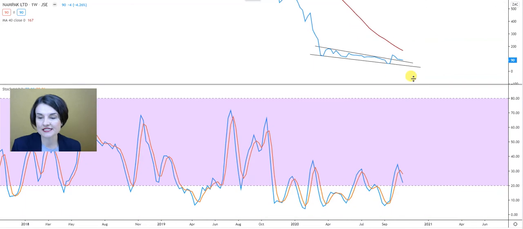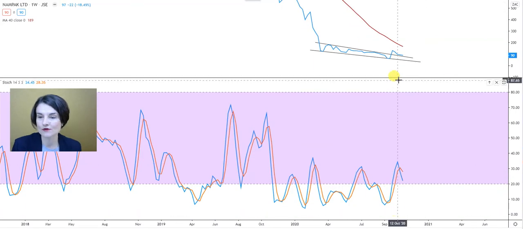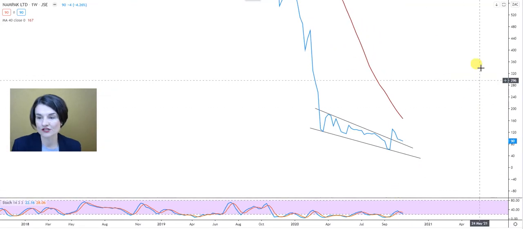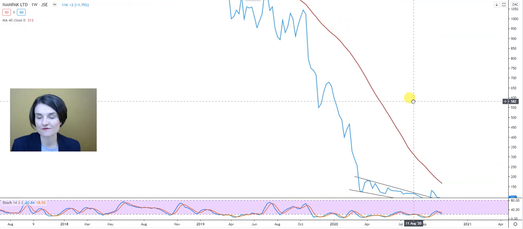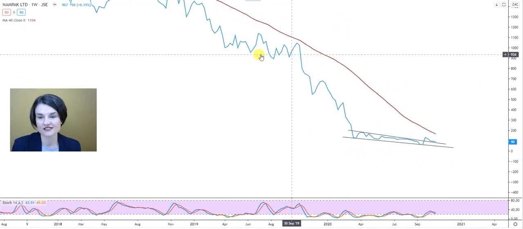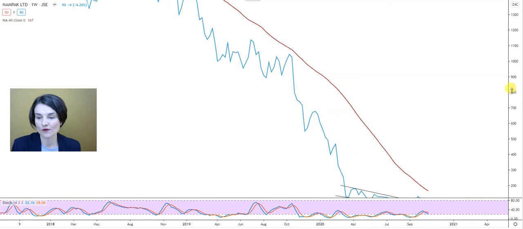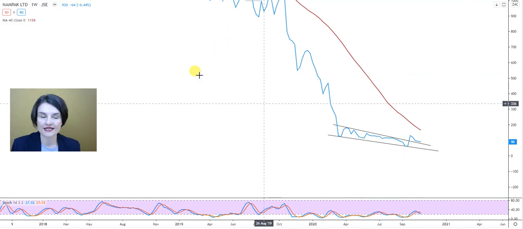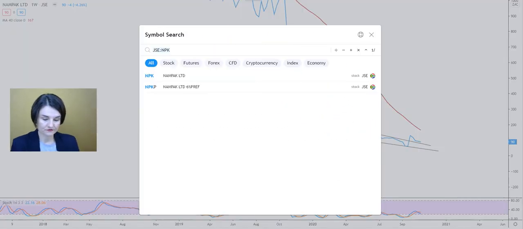My stochastic is in no man's land. I mean, it's broken downwards. It tells us obviously the selling pressure is there, but this share has been beaten for years, and maybe this falling wedge is a turnaround for higher levels on Nampak.